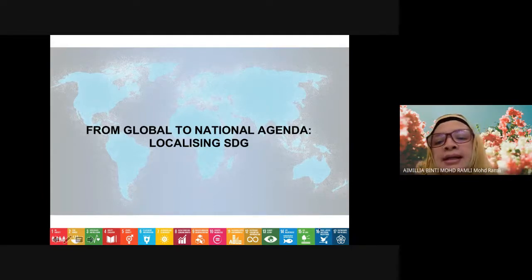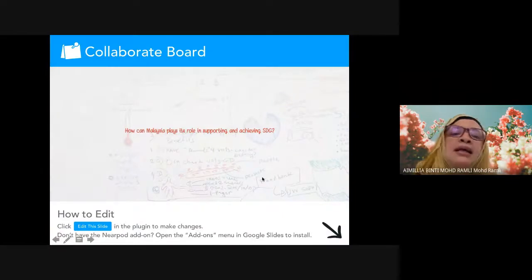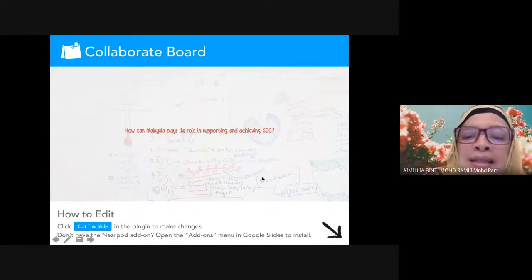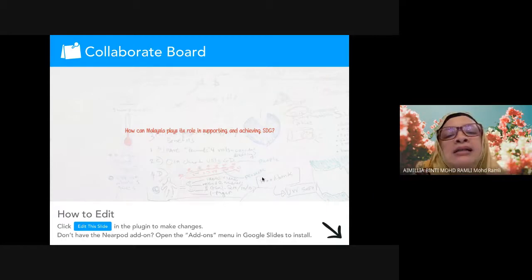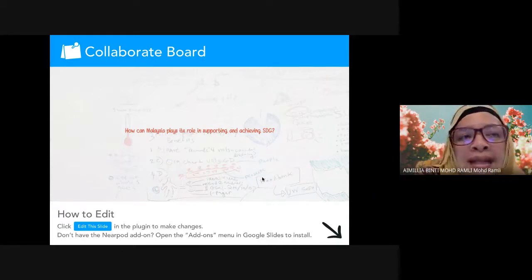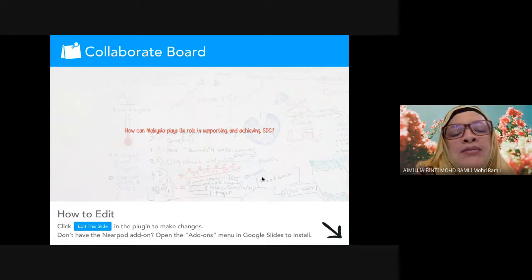Okay, so you have this. This is a question that I want you to put as the question for today's class. Okay, so this is your class. The question for this class: how can Malaysia play its role in supporting and achieving SDG? Now you can also put the name of your country there. You can say, how can Indonesia play its role in supporting and achieving SDG?